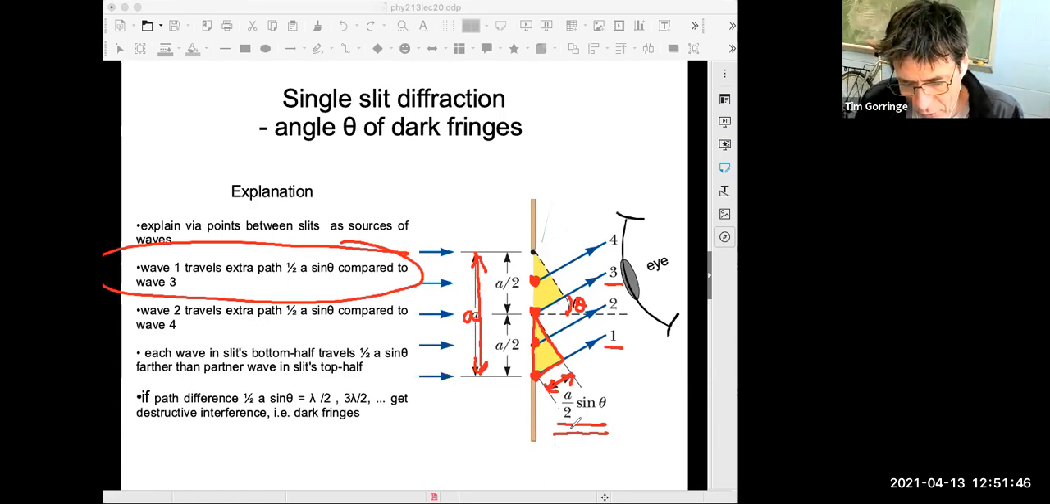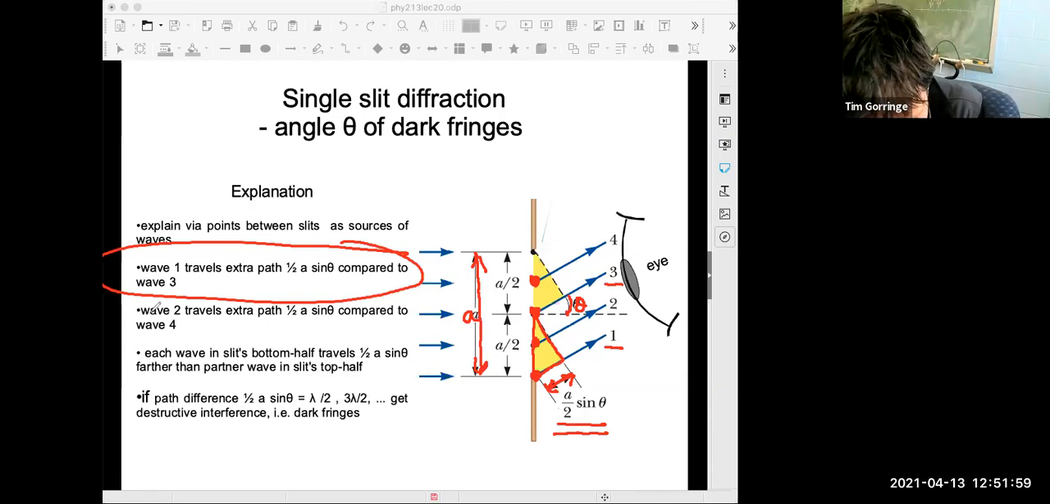So waves 3 and 1 travel towards the eye, and wave 1 has traveled a little extra path compared to wave 3. And that path is a/2 sine theta. The same is true about another pair.